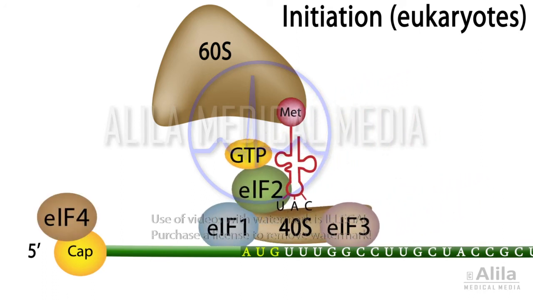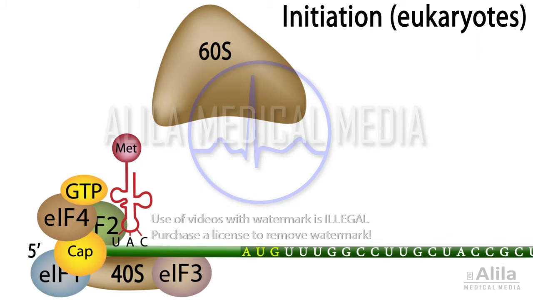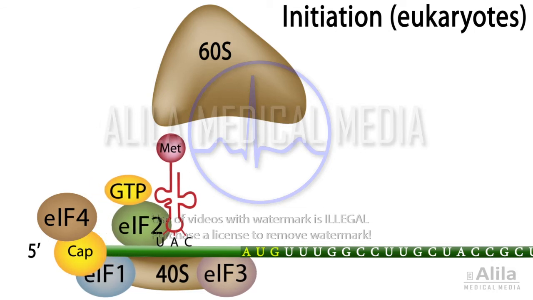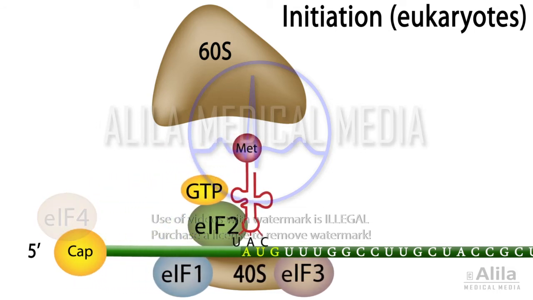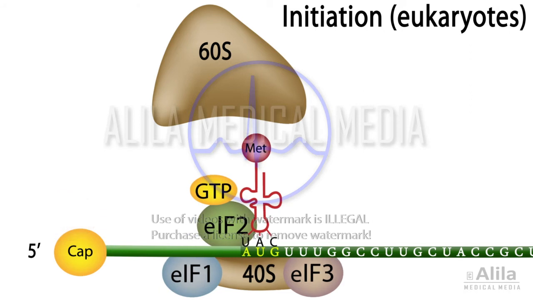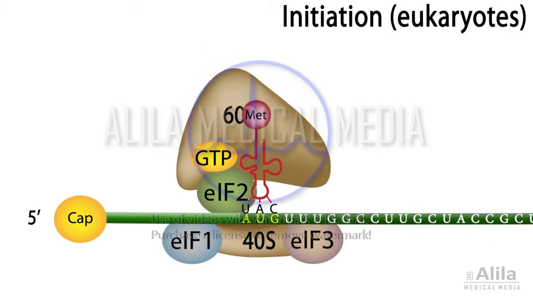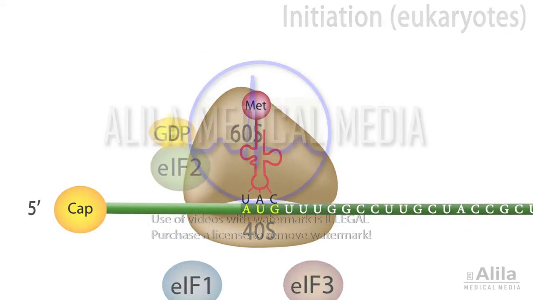This complex then attaches to the cap structure at the 5' end of an mRNA and scans for the start codon AUG. The process is mediated by several initiation factors. At the start codon, the large ribosomal subunit joins the complex and all initiation factors are released.